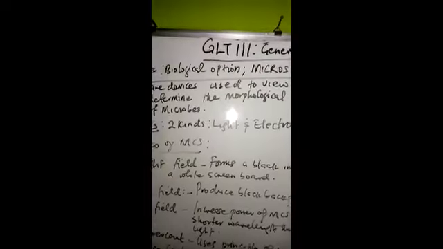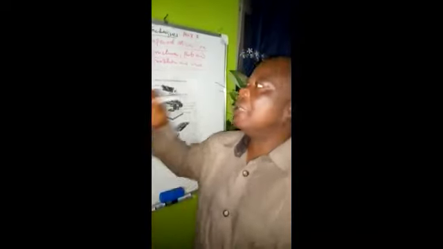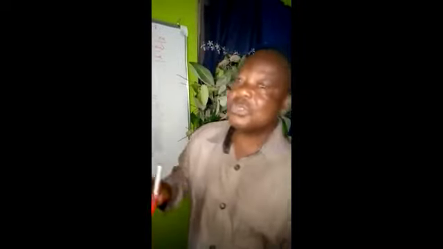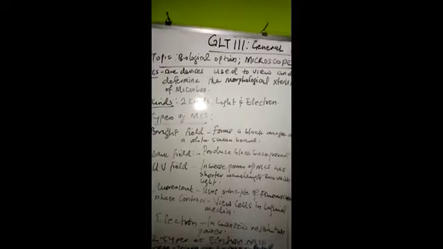Microscope. What is a microscope? A microscope is a device used to view and determine the morphological or structural characteristics of microbes. It increases the size of these microbes so that they can be visible to the naked eyes. Therefore, a microscope is a device used to view objects or organisms that are tiny, that cannot be easily seen with the naked eyes.